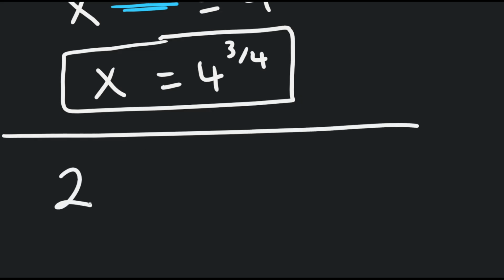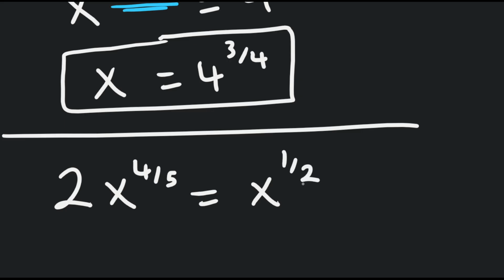Let's say we had 2x to the power of 4/5 equals x to the power of a half. Okay, so this example is a little more complicated because now we have x on both sides of the equal sign. We have it on the left side, x to the power of 4 over 5. We have it on the right side, x to the power of 1/2. So this is a little more complicated.